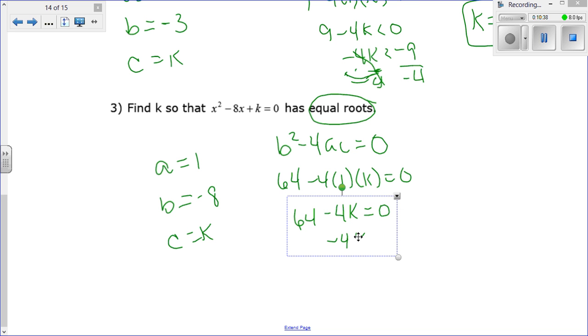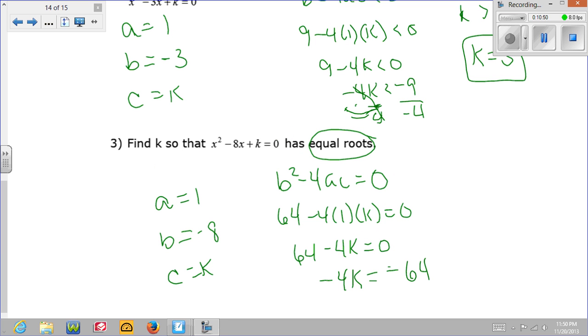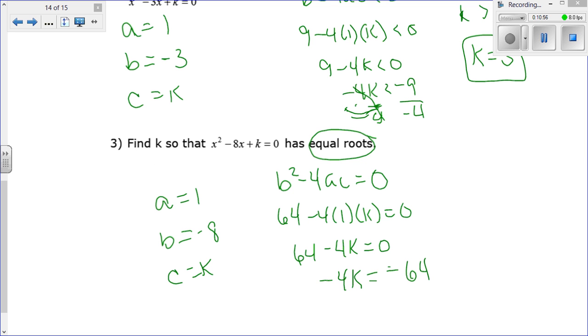So negative 4k equals negative 64. Move that 64 over. Divide by negative 4. So then k is equal to 16. I don't have to worry about rounding here or finding the next closest integer or anything like that, because when I solved it, I got a whole number. It didn't say find the integral value or anything like that, so I didn't have to worry about rounding.